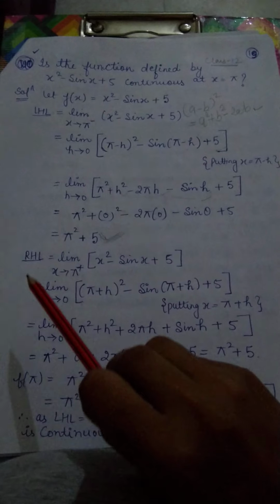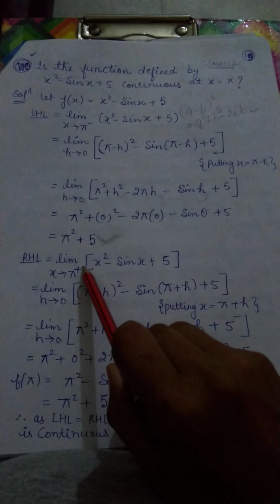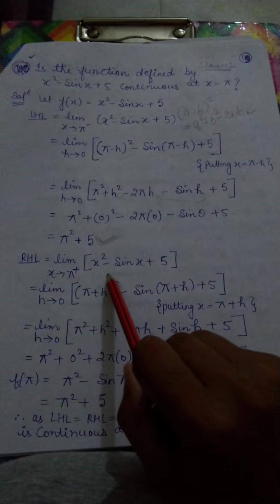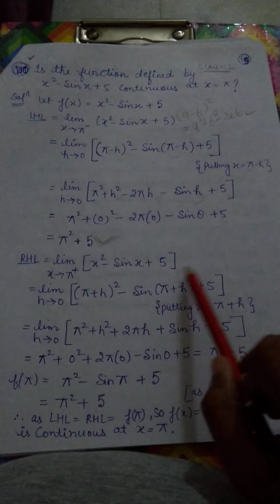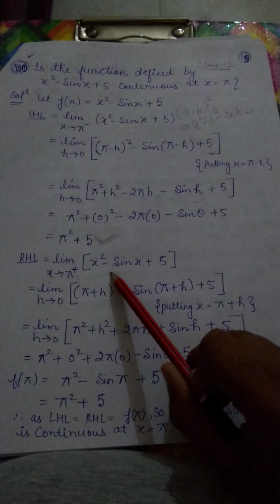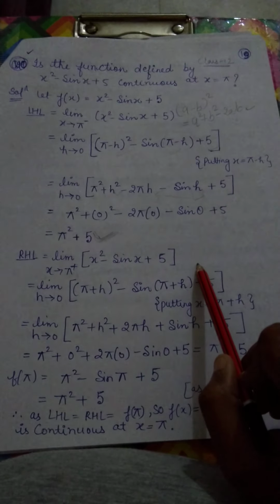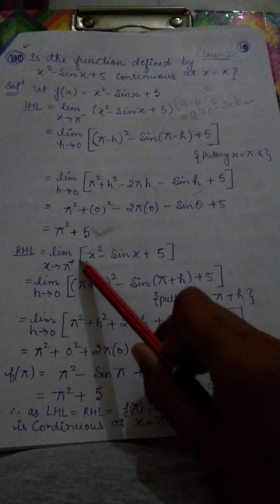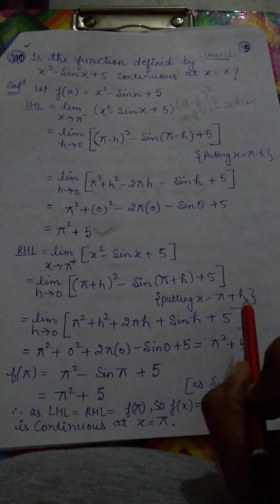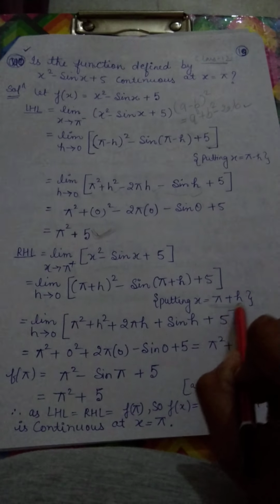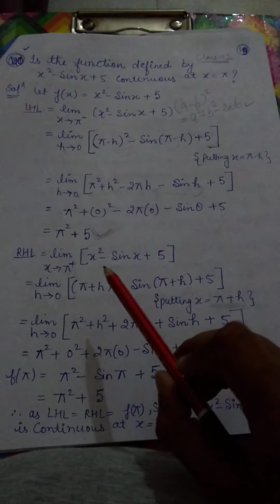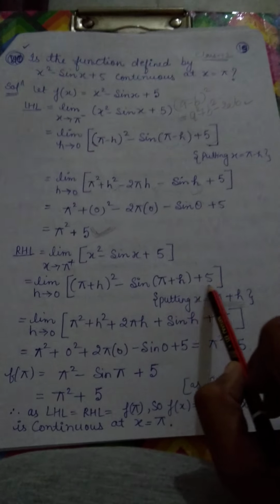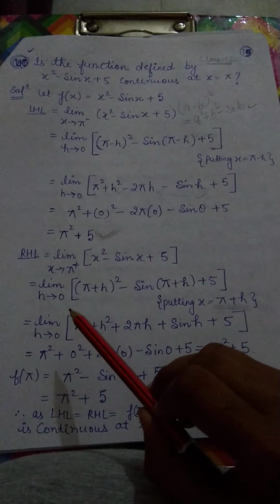Now we will move to RHL, that is limit of x tends to pi positive of x square minus sin x plus 5. In the same way, I will do h tends to 0, and in place of x I will put pi plus h, that is pi plus h whole square minus sine of pi plus h plus 5. What I will get now?